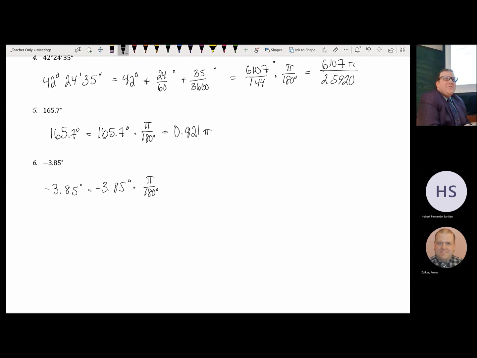This is our first look at a negative angle. The negative angle tells you how you're moving. So negative means we're measuring it with respect to the positive x-axis in the negative direction, which is the clockwise direction. So that'd be 3.85 degrees below the positive x.